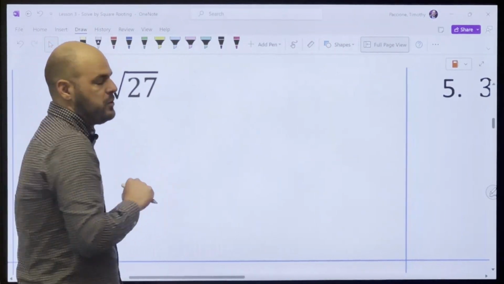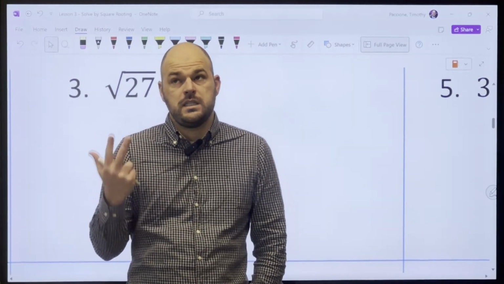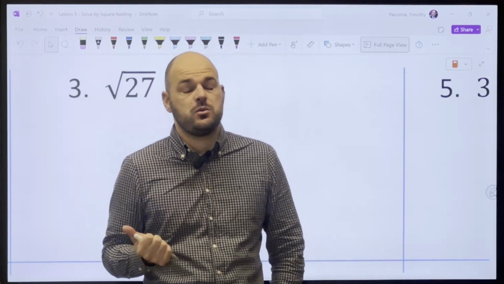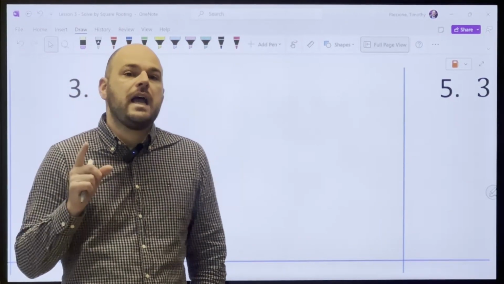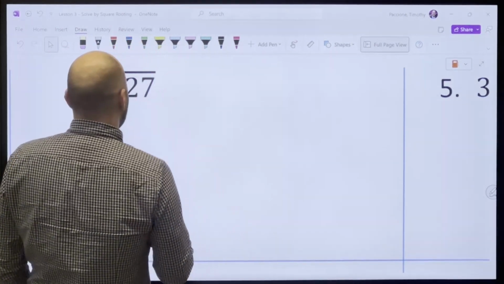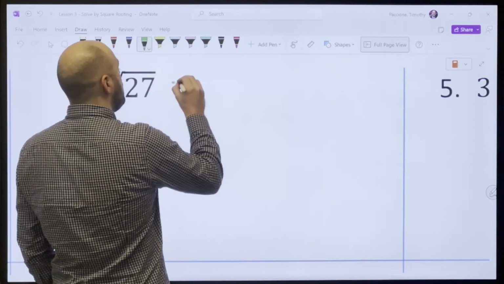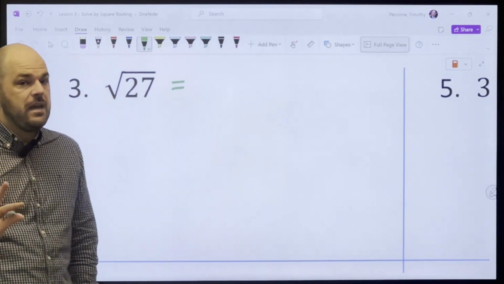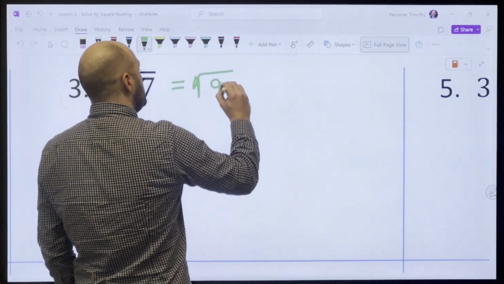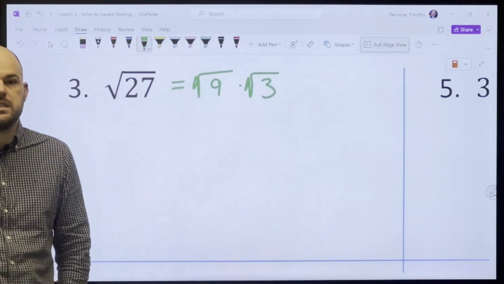So here we have the square root of 27. You think about your perfect squares. You're like 1, 4, 16, 25, 30. I've already passed 27. It's not a perfect square. We can't actually square root this and get a whole number, but we can reduce it, and we're going to use the same strategy that we just used. We're going to say to ourselves, okay, well, square root of 27 can be rewritten as the square root of 9 times the square root of 3, right? 9 times 3 is 27.